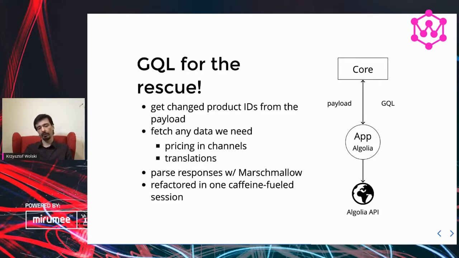From the payload, we were taking IDs of products that changed, and we fetched all the data we needed. We had a whole API exposed, so we could use whatever we want. Pricing, translations, everything was there. To parse responses from the server, we used a library called Marshmallow to ensure it's with the schema. And it was pretty much refactored in one session. It was an easy thing to do.